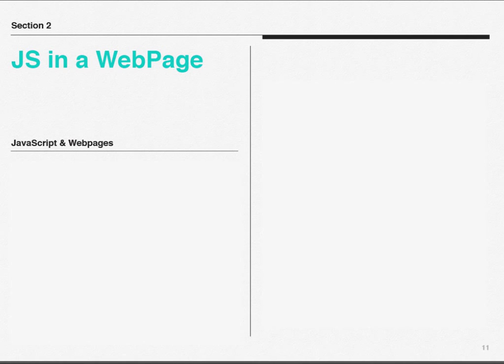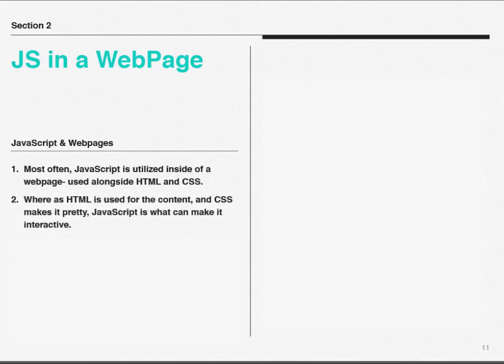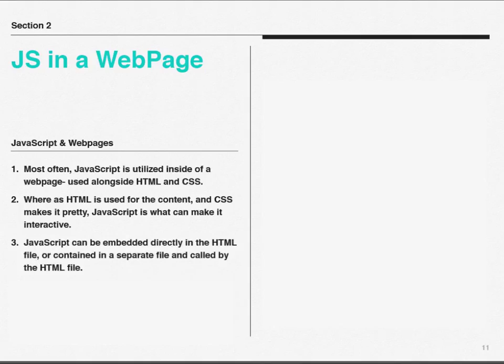So next is actually using JavaScript in a web page. Most often, JavaScript is utilized inside a web page, alongside the HTML and the CSS. HTML is used for the content, CSS is often used to make it pretty, and JavaScript is what can make that page interactive. JavaScript can be embedded directly in the HTML file, or it can be contained in a separate file and called into the HTML file.